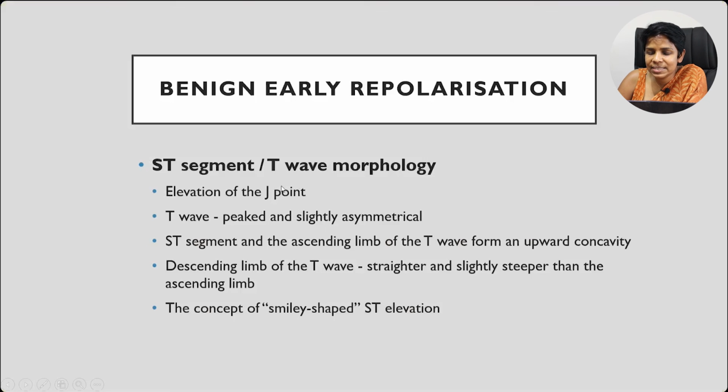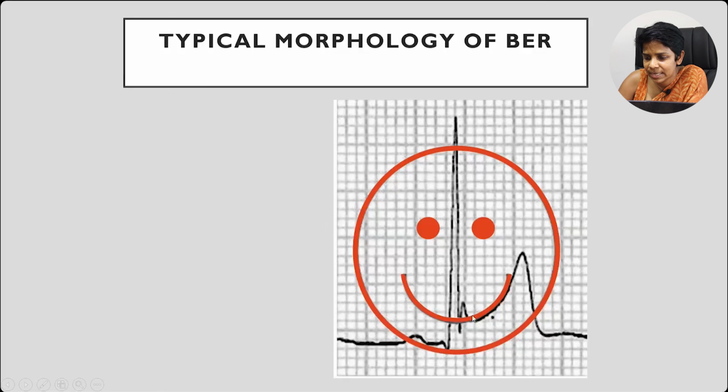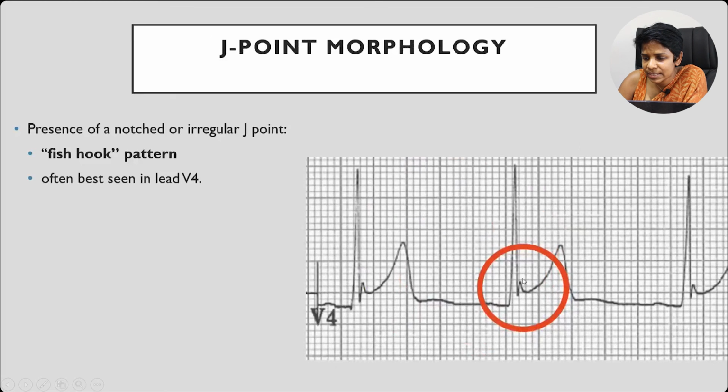These ECGs show ST elevation, but they are not true ST elevation. There is ST elevation at the J point, and they are smiley shaped or upward concave type of ST elevation. And there is a J point here, which is called a fish hook pattern. This is actually not STEMI, ST elevation MI. This is called benign early repolarization.